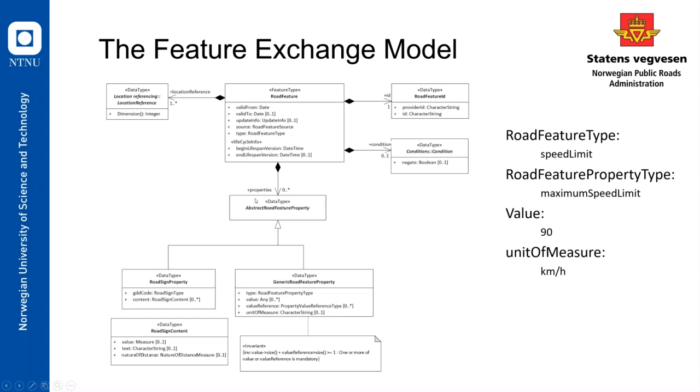So what we exchange here is a road feature with type speed limit. It has a property, road feature property, which is of type maximum speed limit, and then we have a value of 90 and a unit of measure, kilometers per hour. This is a very generic way and very flexible for exchanging information according to a more open world assumption, but also for exchanging information according to different feature catalogs, for instance, in different European states.